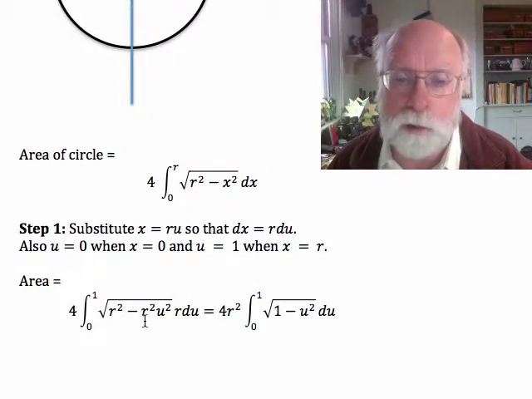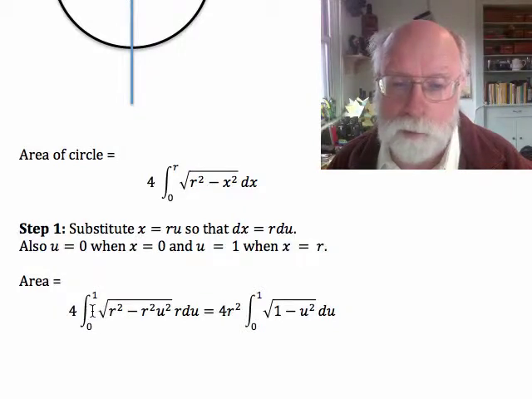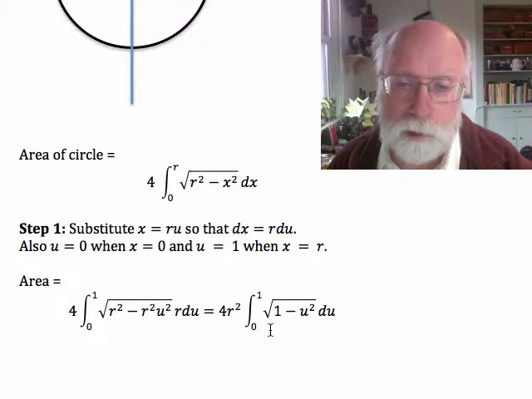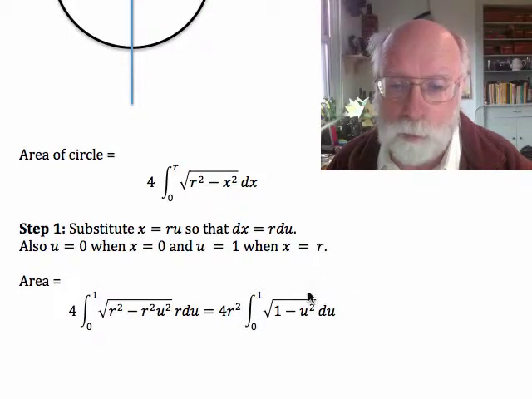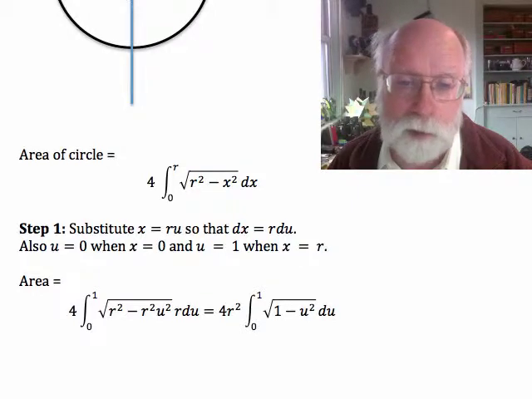And now the r squareds can come out of the square root sign. Square root of r squared is r. We have an r from here, so altogether we get 4r squared times the integral from 0 to 1 of the square root of 1 minus u squared du. Now what I really hope is that that final integral here can be evaluated to come out to pi over 4, because that will give me the formula for the area of the circle as pi r squared.